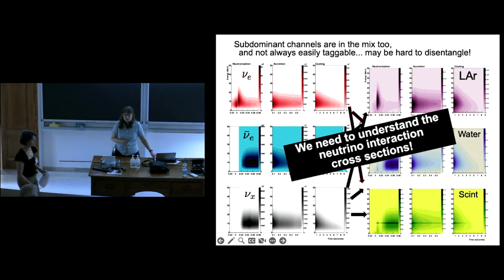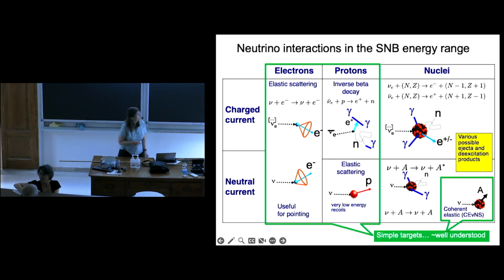They've got mixing in of other interactions as well. And so what we need to understand, if we are going to deconvolve, if we want to get the truth out of the observations as best as possible, of course that will be imperfect, but we need to understand the neutrino interaction cross sections. So here's a table of neutrino interactions in the supernova energy range. There's charged current interactions and neutral current interactions.